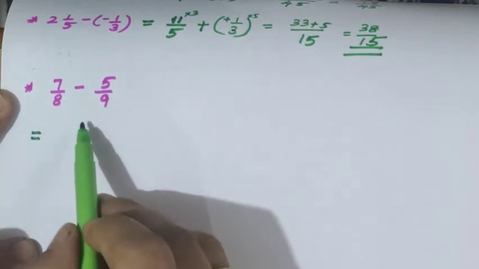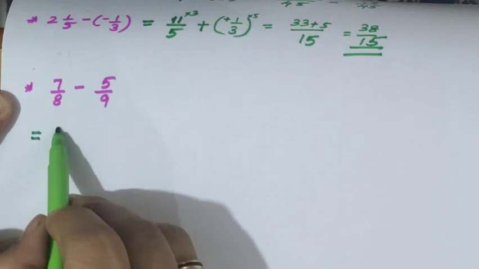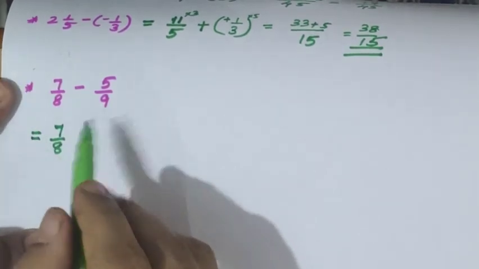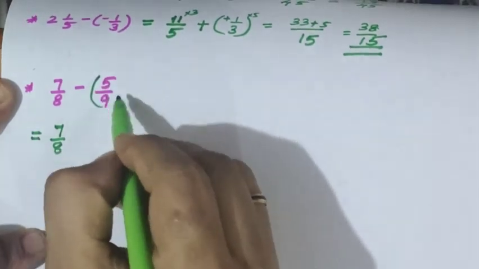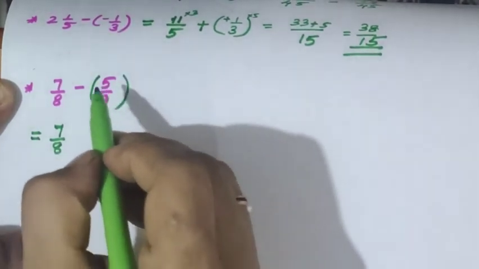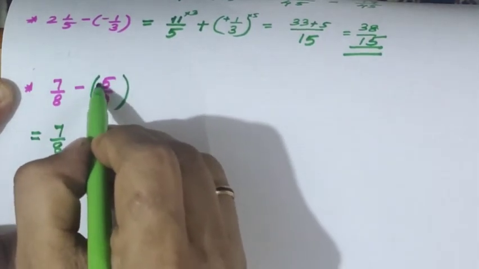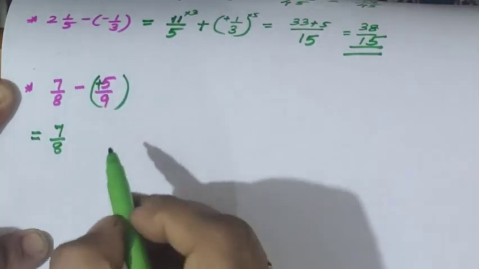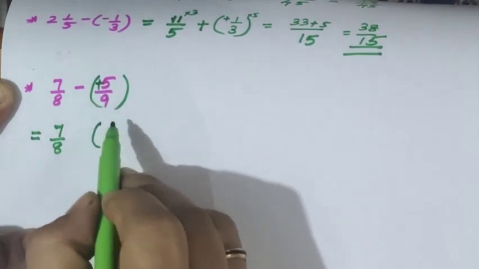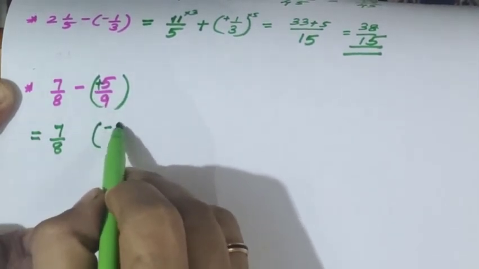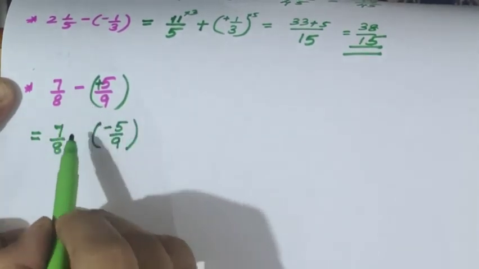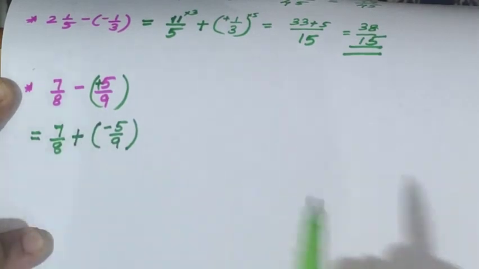What should we do? While doing the subtraction, for the second term, 5 by 9, we consider its additive inverse. Now what is the present sign here? It is plus, right? So in the bracket I'll write the additive inverse of plus 5 by 9. It is minus 5 by 9. Right? Now the subtraction is changed into addition.